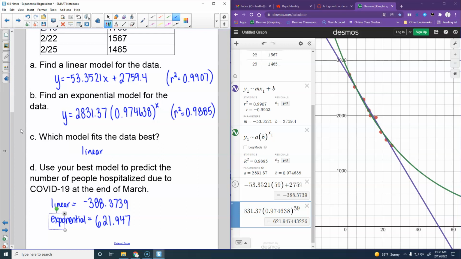So for each one of these on the back, you need to find the linear regression, find the exponential regression, write down your R-squared values and tell which one fits best. Okay, so just two that are word problems. The back are just typing in. They should go fairly quickly. Okay, any questions? All right.